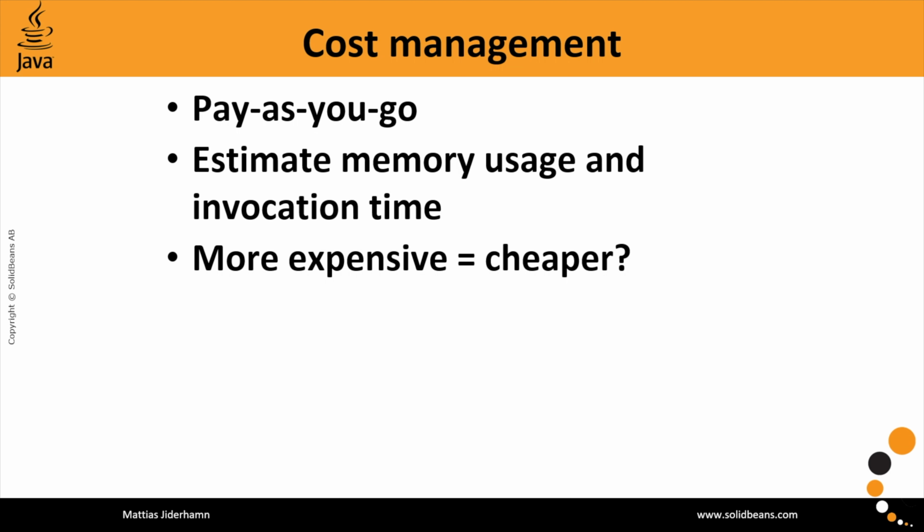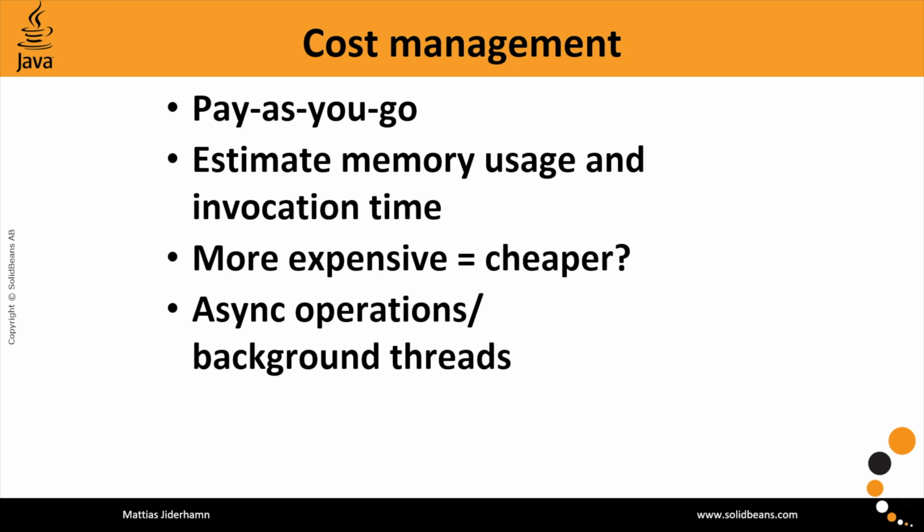Something that may be a bit counterintuitive is that it might actually be cheaper to go for something more expensive. In the case of AWS Lambda, if you choose to have a higher maximum memory, you also get more CPU, which makes your function execute faster. So more memory times less time might end up a cheaper bill. You should be very careful with asynchronous operations and background threads that may be started, because as long as those are running, you will be charged your gigabyte seconds.